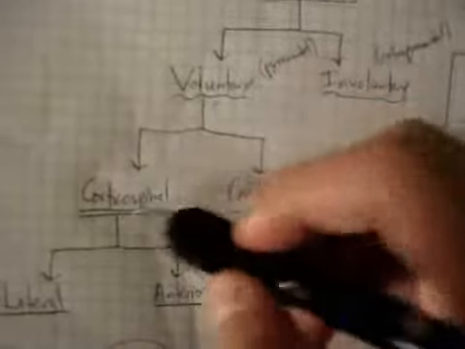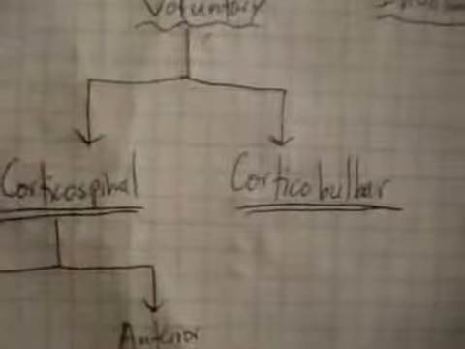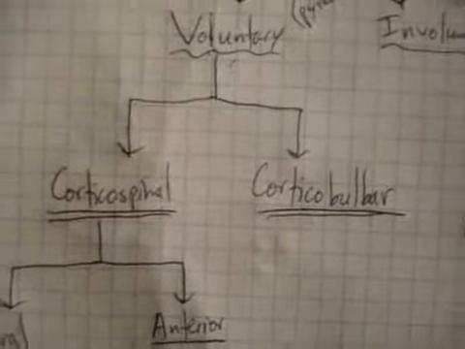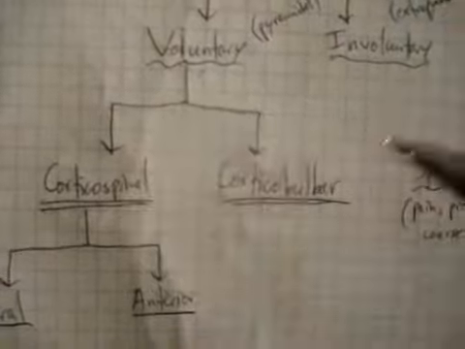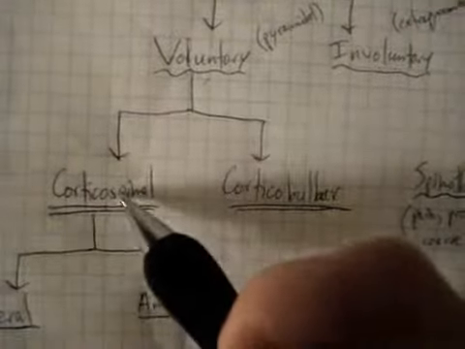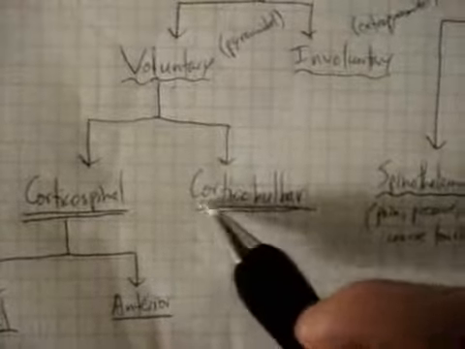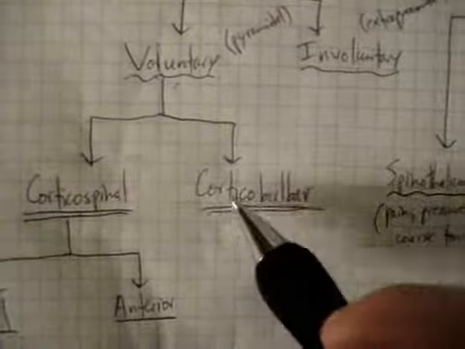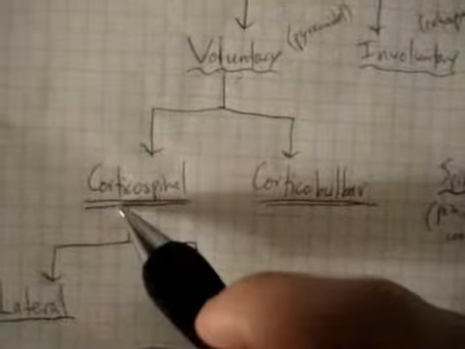The voluntary consists of two pathways, corticospinal and corticobulbar. Corticospinal is information going from the brain to the rest of the body, to the spinal cord and the rest of the body. So that's why it's called cortico, from the cortex of the brain to the spinal cord. And there's also corticobulbar, which means from the brain to the cranial nerves. We will not talk about this, we will focus on the corticospinal.